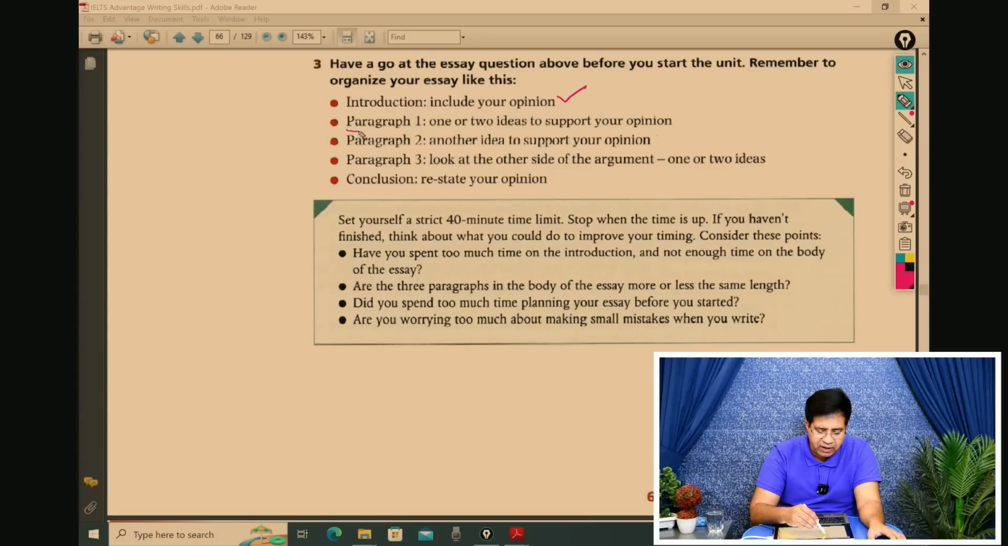Then paragraph 1, we also call it body paragraph 1, BP1. One or two ideas to support your opinion. I would say there should be one idea to support your opinion, not two ideas. You don't want to jumble all the stuff here. One main idea to support your opinion: if advantages are more, why? If disadvantages are more, why?